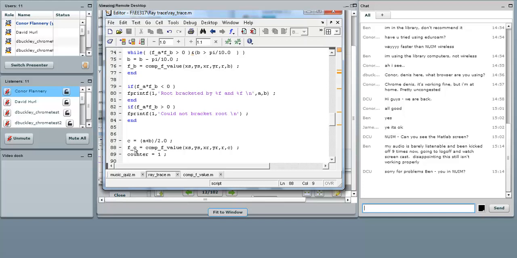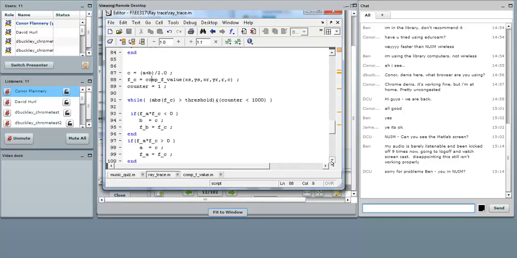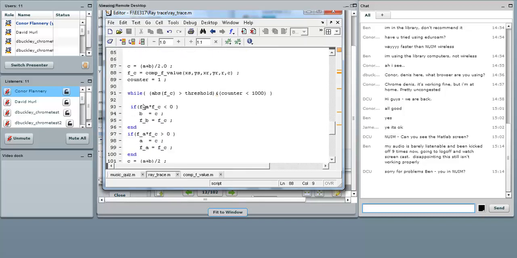The way we do that is we compute f evaluated at c. So we have this code, comp f value. We feed in the angle phi equal to c, and we get a number. Then we check: if f(a) times f(c) is negative, it means a and c bracket a root, which means we can replace b with c. Otherwise, if it's positive, it means b and c bracket a root, in which case we replace a with c. Okay, so these are our two cases.